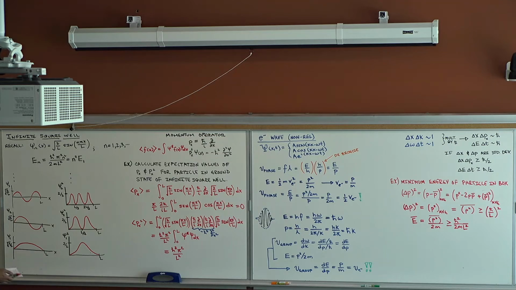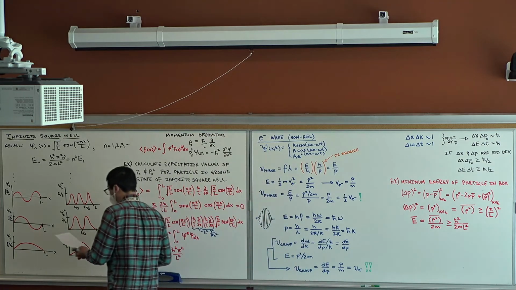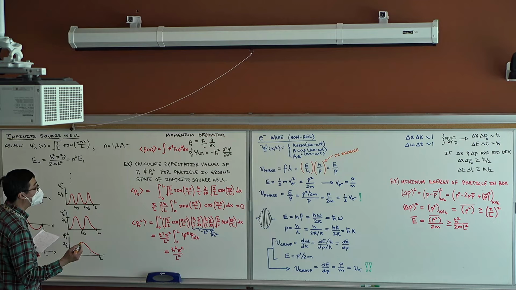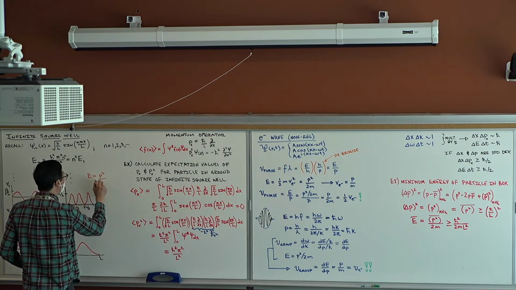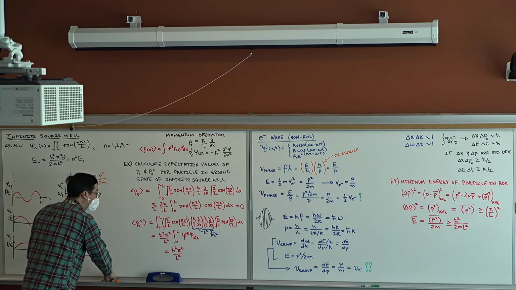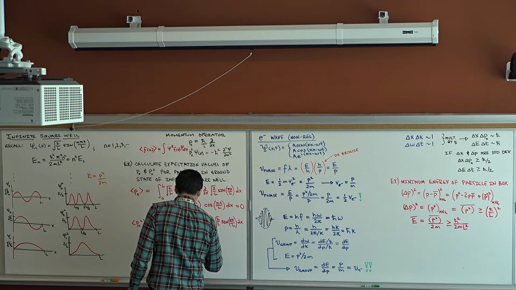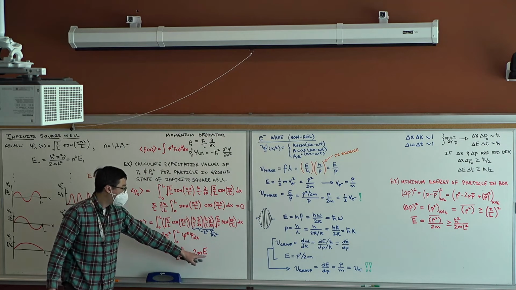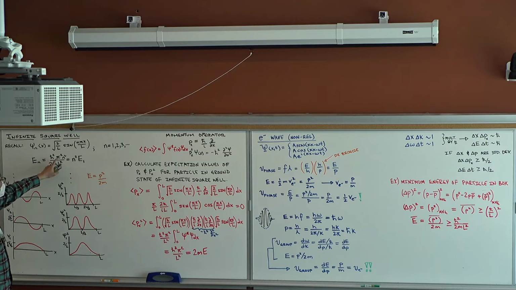But remember that, I thought I had this on this board, but I clearly have it on a different board, that if E is p squared over 2m, then p squared should go as 2mE. And so I expect that this looks like 2 times m times E. Note that gives me that E goes as h bar squared pi squared over 2mL squared, which is E1, right?